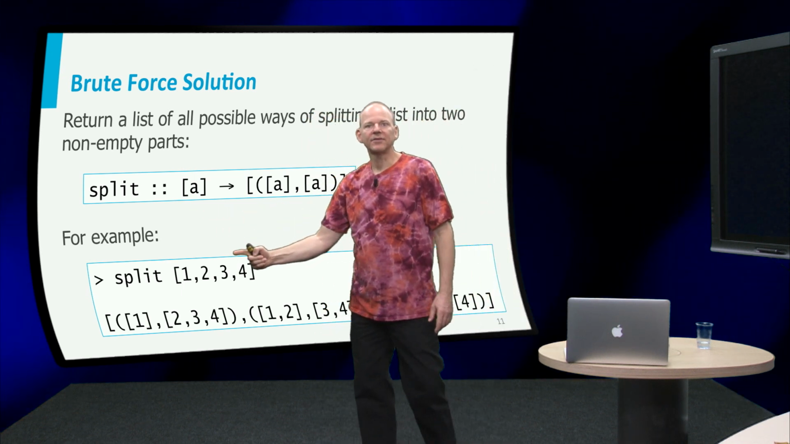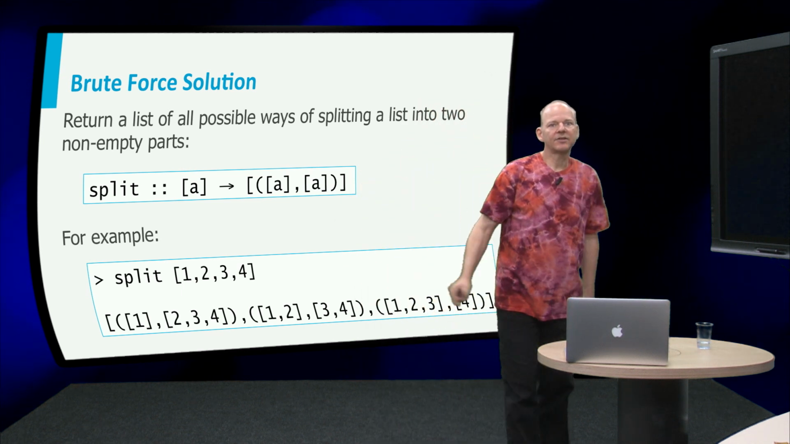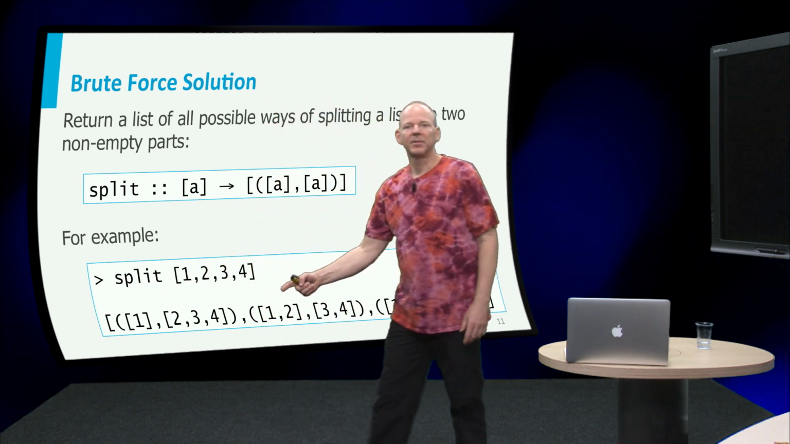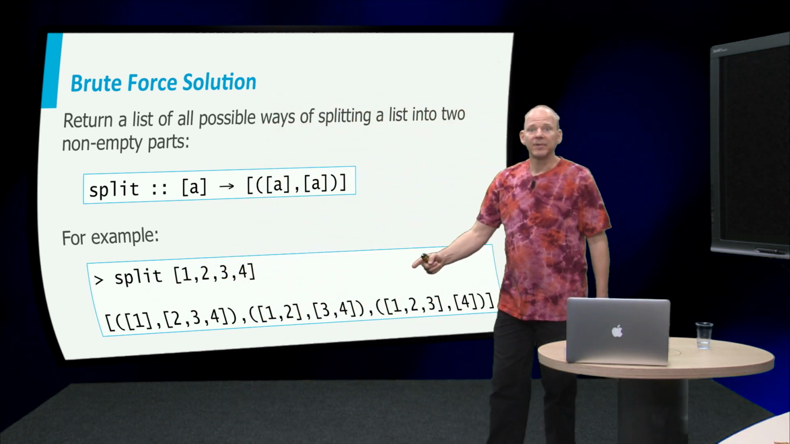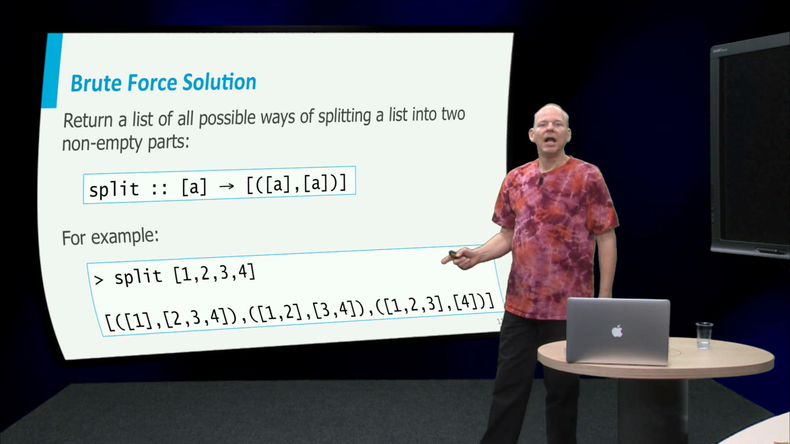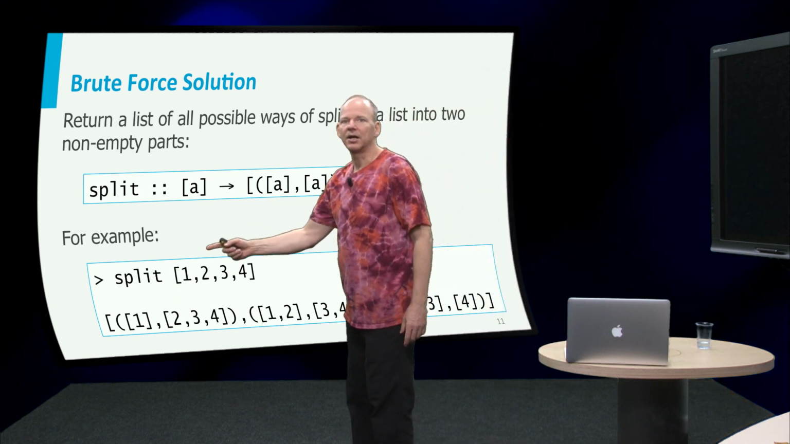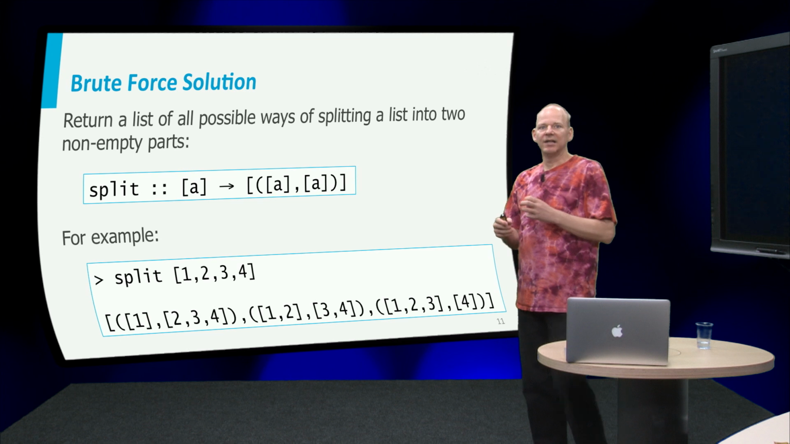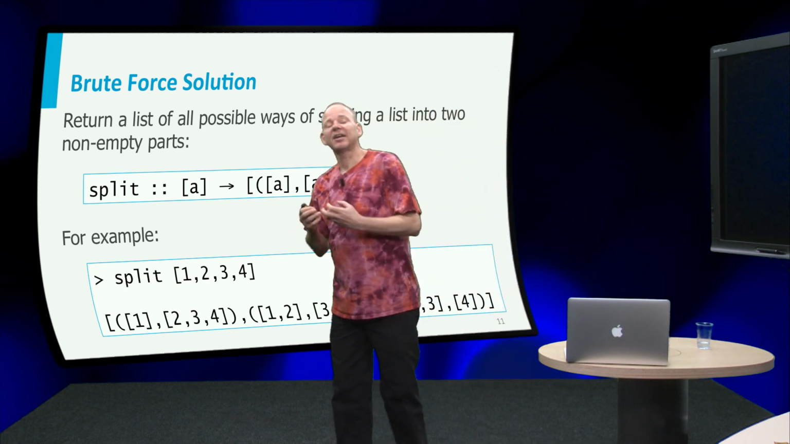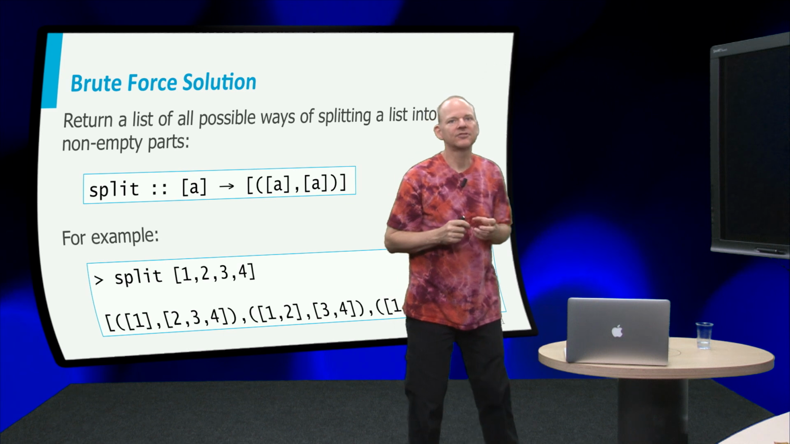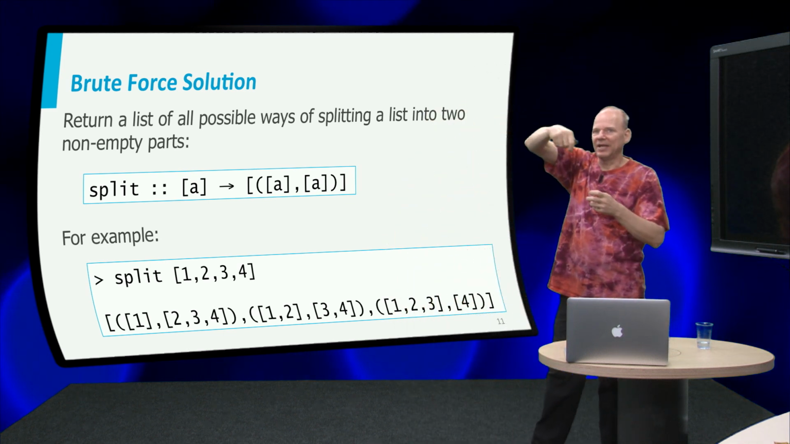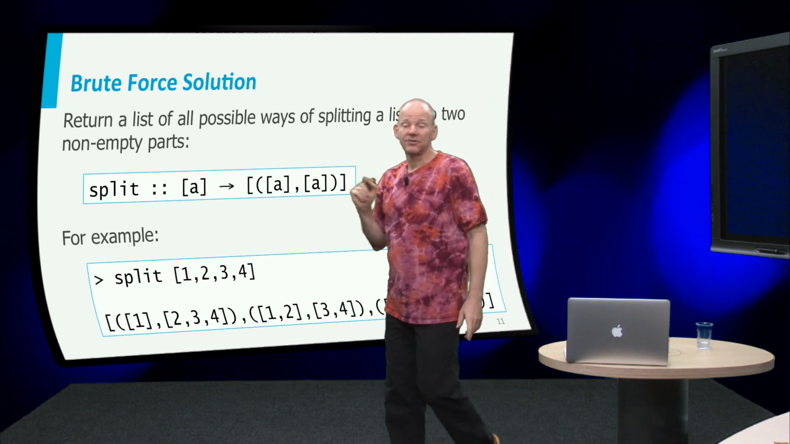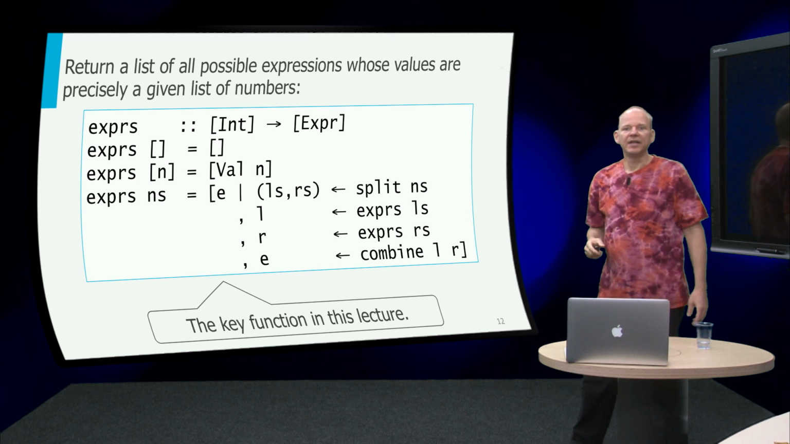If you want to split 1, 2, 3, 4, I can split it into 1 and 2, 3, 4. I can split it into 1, 2 and 3, 4. I can split it into 1, 2, 3 and 4. And note that we don't take into account the empty list. Splitting 1, 2, 3, 4 into the empty list and 1, 2, 3, 4 doesn't really make sense, because then I have not really split the list. I've just split off the empty list, which is nonsensical. Again, this is a function that you will have to write in the exercises.